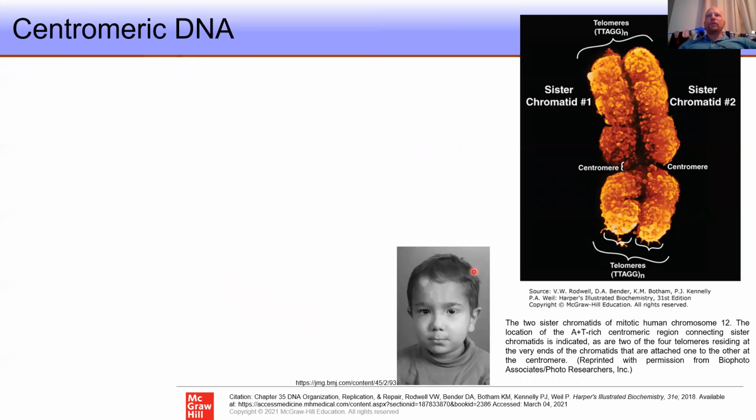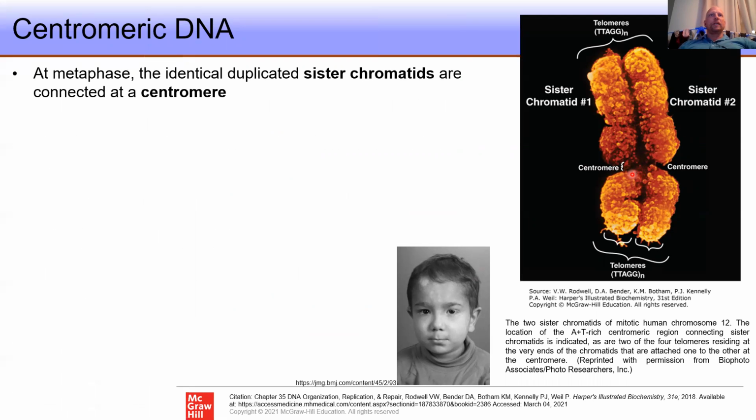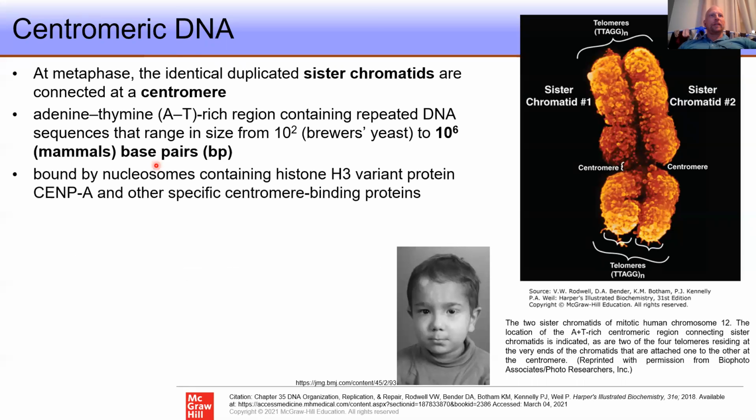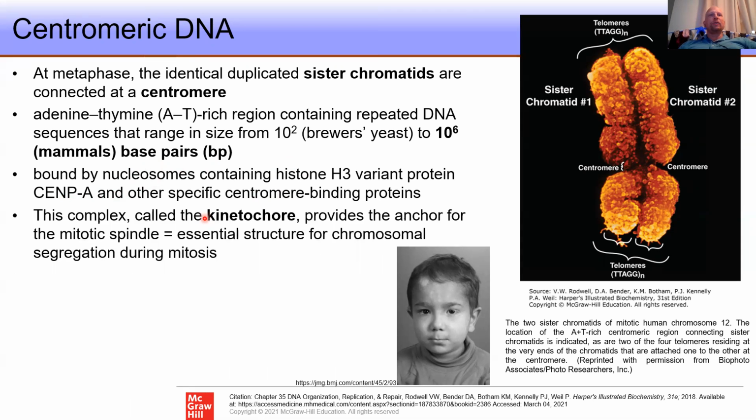So one of the features of duplicated chromosomes, and we've got one here with 2 sister chromatids, is that they are connected together by this region called the centromere. And this is a very AT-rich region. And in humans and other mammals, it's about 1 million base pairs in length. And it's bound by nucleosomes, which contain a histone H3 variant protein called CENP-A and other centromere binding proteins. And collectively, we call this complex the kinetochore.